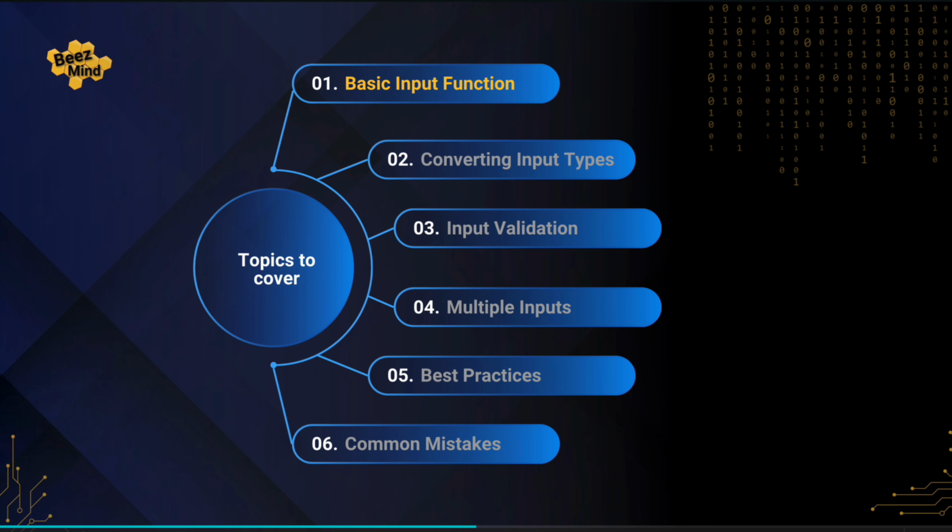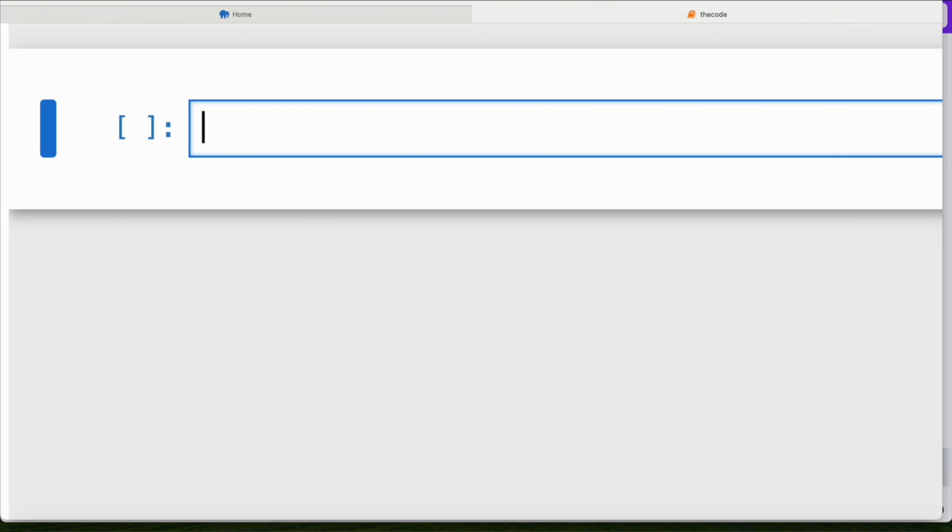The input function in Python is incredibly simple, but incredibly powerful. Let me show you how. The most important operation is to create a variable that will hold the value that is going to be input by the user. Let's create a variable called name. Then simply call that input function. Let's try and run this.